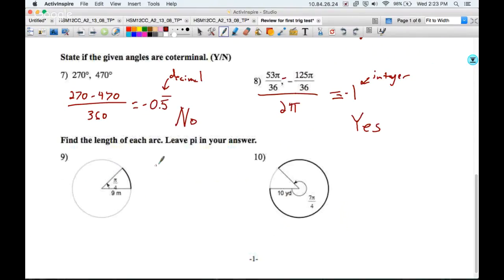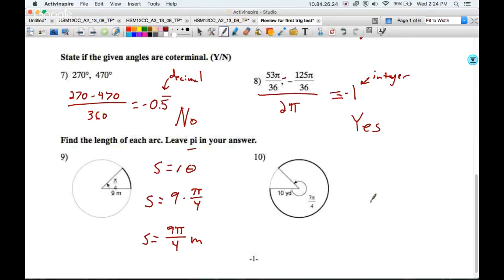The formula arc length S equals r theta works, but only if theta is given in radians, which it is here, so we can just do S equals radius 9 times pi over 4. We want to just leave pi in our answer, so this S is going to be 9 pi over 4 meters. Can't be simplified any further.